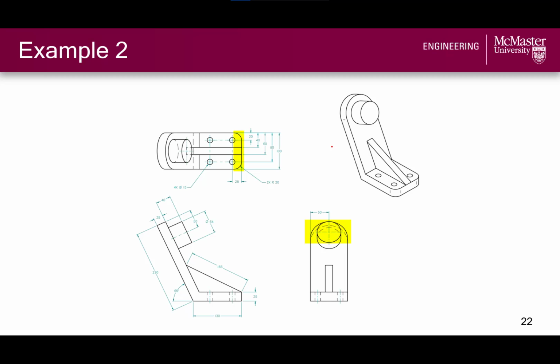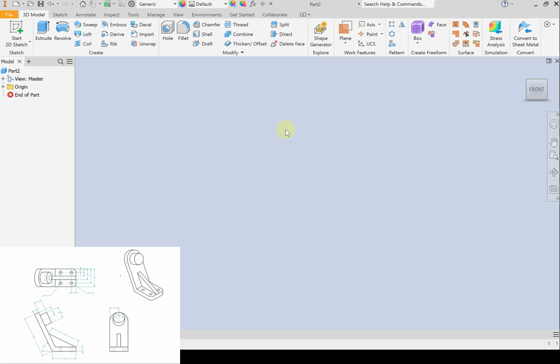We also have some rounds at the front and at the top of the part, and those can be modifications we make to our 3D model at the end. So my general strategy is going to start by modeling the L-shaped profile, followed by the cylindrical protrusion, the 4 holes, and then the rib. And finally, we'll add those rounds at the end. So let's get started with a 2D sketch.